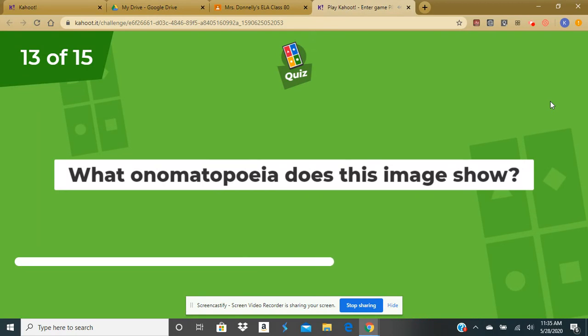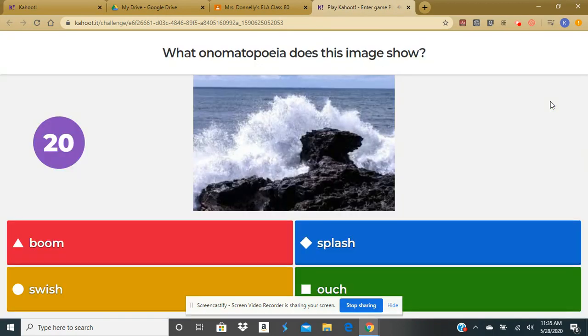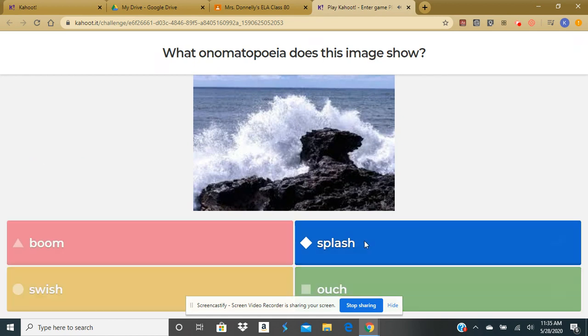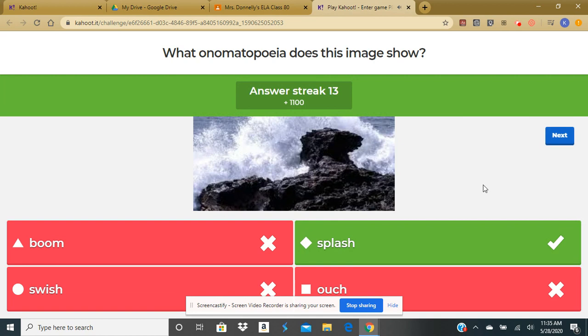What onomatopoeia does this image show? So this looks like rocks and an ocean and the waves splashing up. So it could be boom, I guess, but probably since it has to do with water, it's making a splashing sound. So I'm going to pick splash.